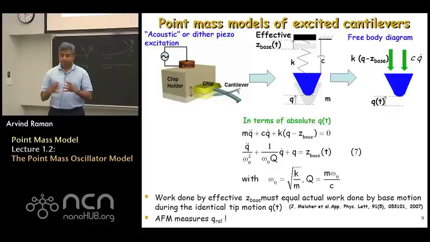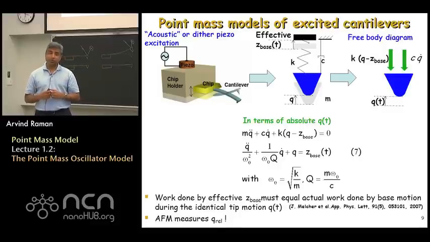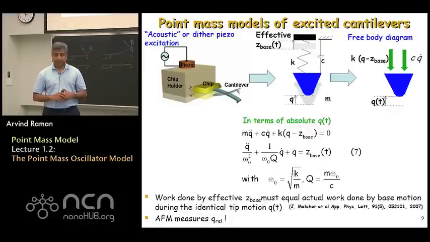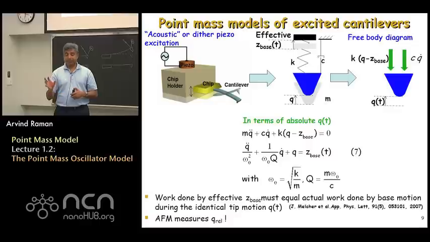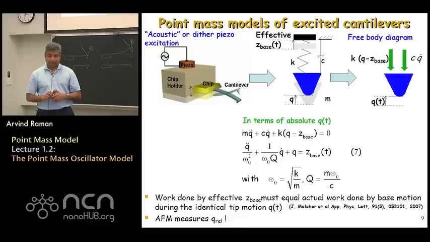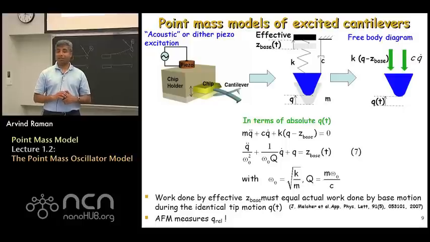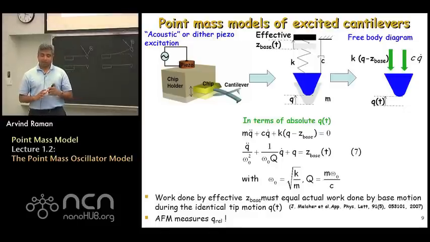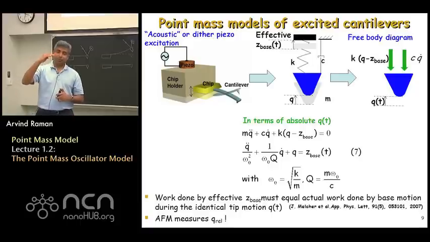When we write the free body diagram and write the equation of motion by applying Newton's laws of motion to the point mass, we get equation 7. And dividing through by k, we see that the right-hand side simply involves the z base, which is the effective motion of the base. This is great. We've got a nice equation of motion, except for one complication, and that complication is, in an atomic force microscope, when we are doing acoustic excitation, we're not actually measuring Q. In fact, we're measuring Q relative, which is the difference between the absolute position of the tip Q and the Z base, the base excitation.